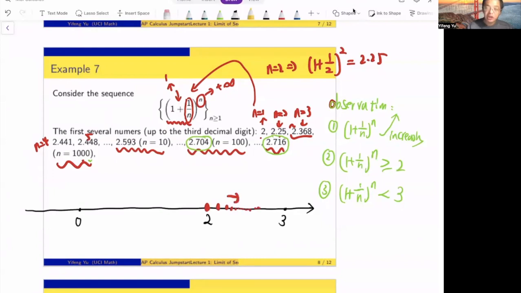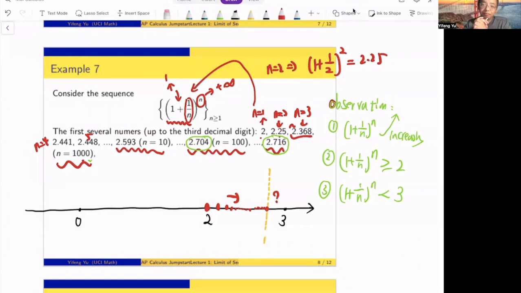So intuitively, if you have such a sequence that is increasing but has a cutoff, we expect it will eventually approach a number, the limit. And the question is, what is this number? From this picture, we know intuitively it's going to approach a number because it's increasing and it's always on the other side of 3.